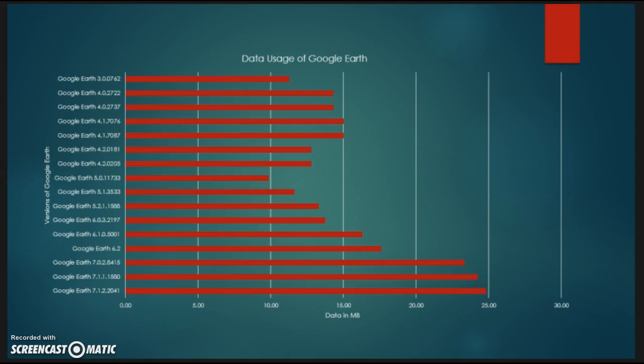So this shows the data usage of Google Earth throughout the years from Google Earth 3 to Google Earth 7.12. It shows that the data usage in megabytes actually increased to the highest point in version 4.17 and then became the lowest megabyte usage at Google Earth 5. But then the highest usage was the most recent version of Google Earth, which is not much of a surprise. But it is kind of interesting how Google Earth 5 has less data usage than Google Earth 3, one of the earliest versions of Google Earth.